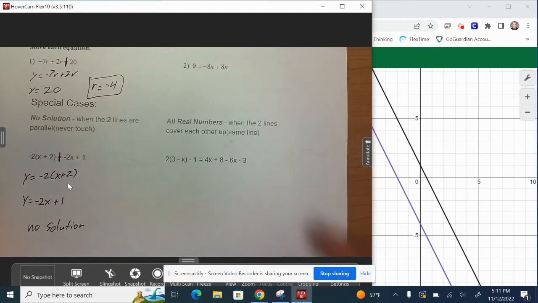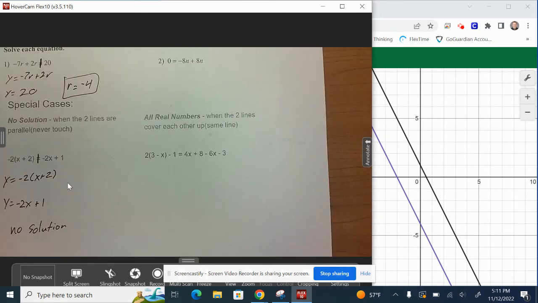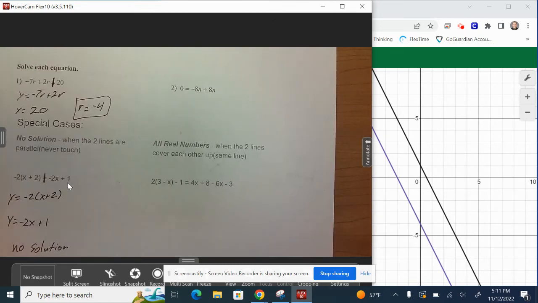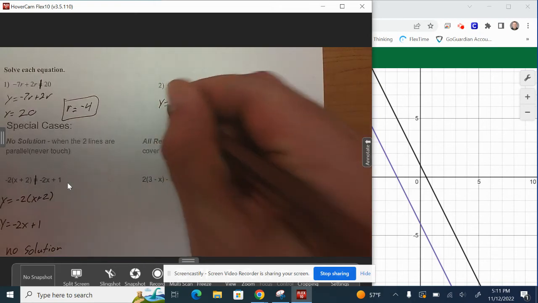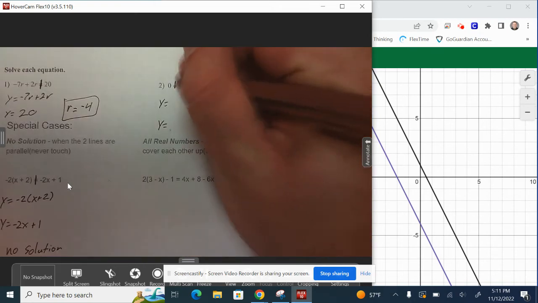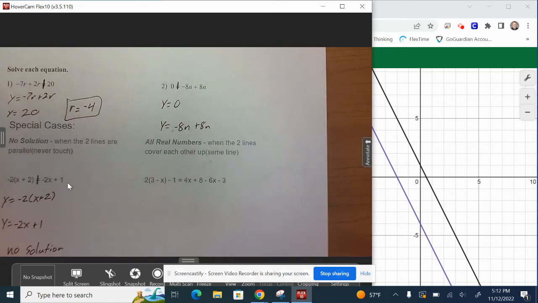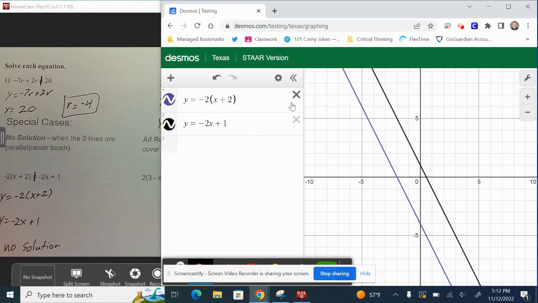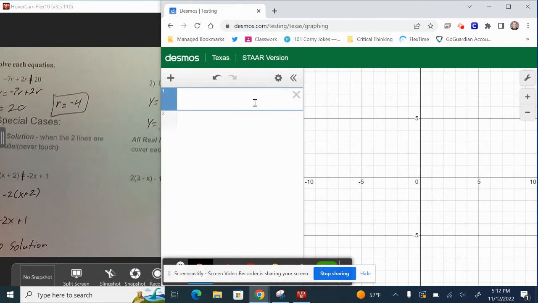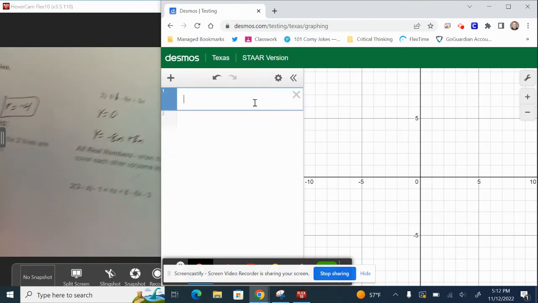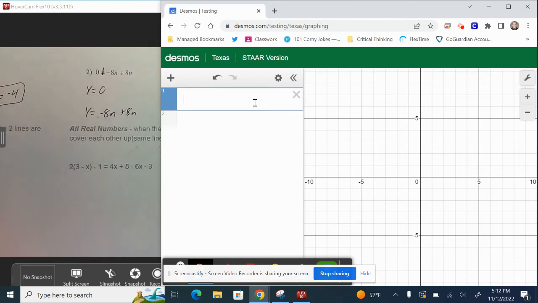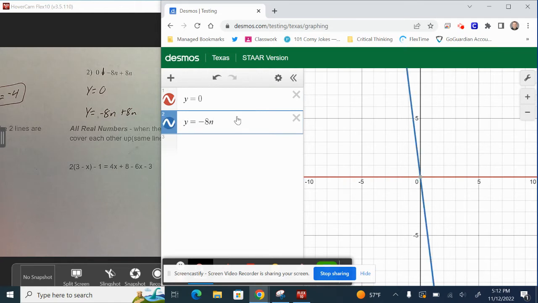We're also going to look at this one. Both of these cover this one, so I'm only going to do one of them. I'll probably do the top one because it'll be quicker. Y equals 0. Y equals negative 8n plus 8n. So I go to Desmos. We're going to X out here. Let me move my paper so I can see my equations.